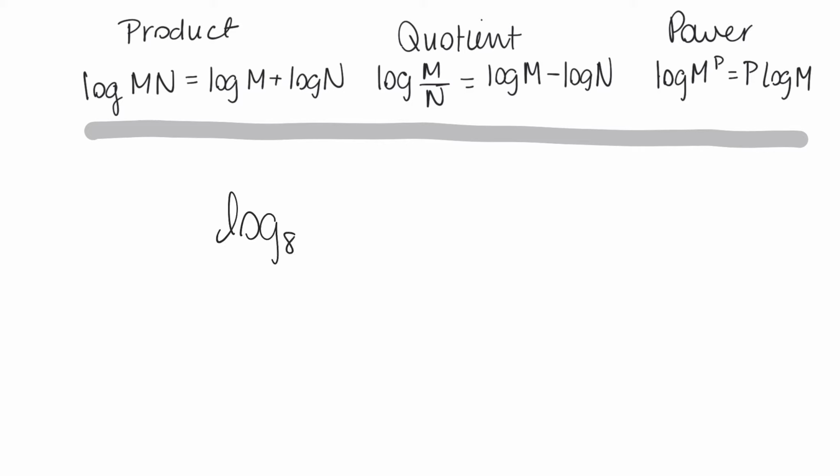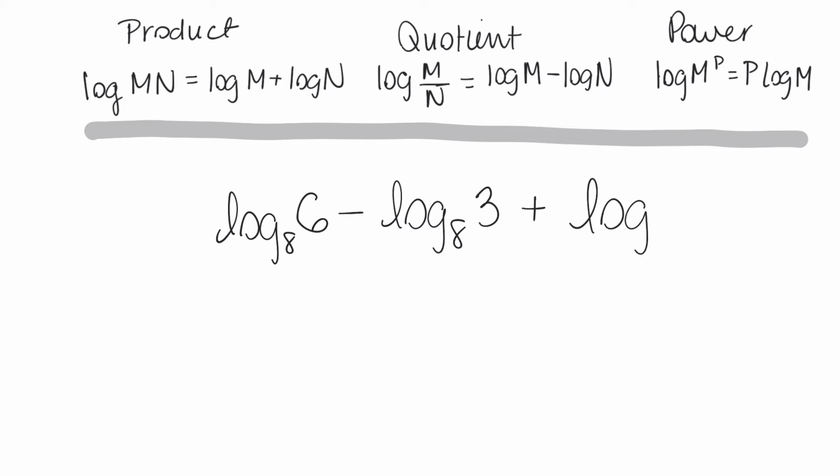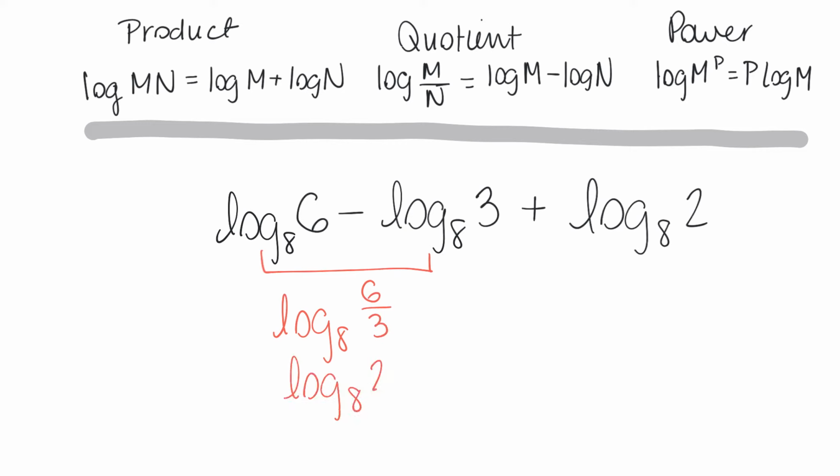So log base 8 of 6 minus the log base 8 of 3 plus the log base 8 of 2. So again, I have all the same base, so that's good. And then we have to follow order of operations, which means we're going to move from left to right. So I'm going to start with these two. They're subtracting, which means I'm going to use quotient. So I'm going to rewrite that as the log base 8 of 6 divided by 3. Well, 6 divided by 3 is 2.